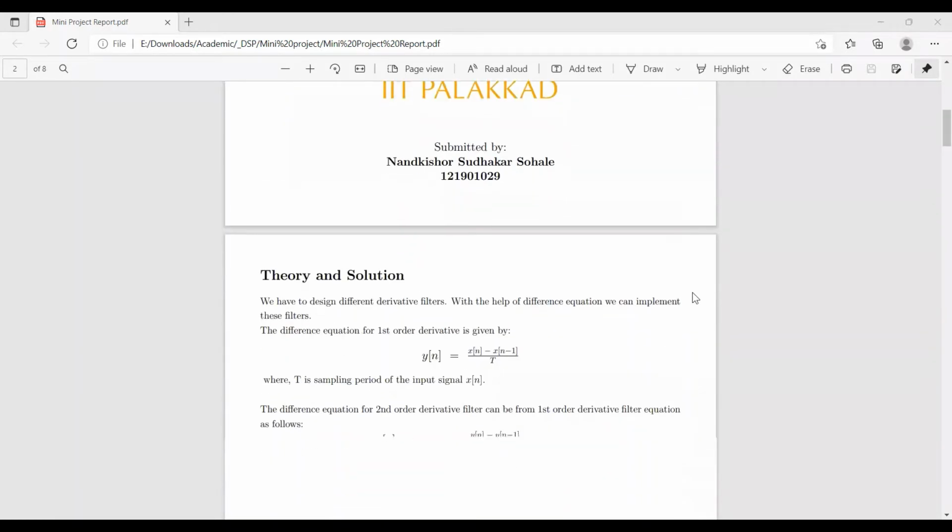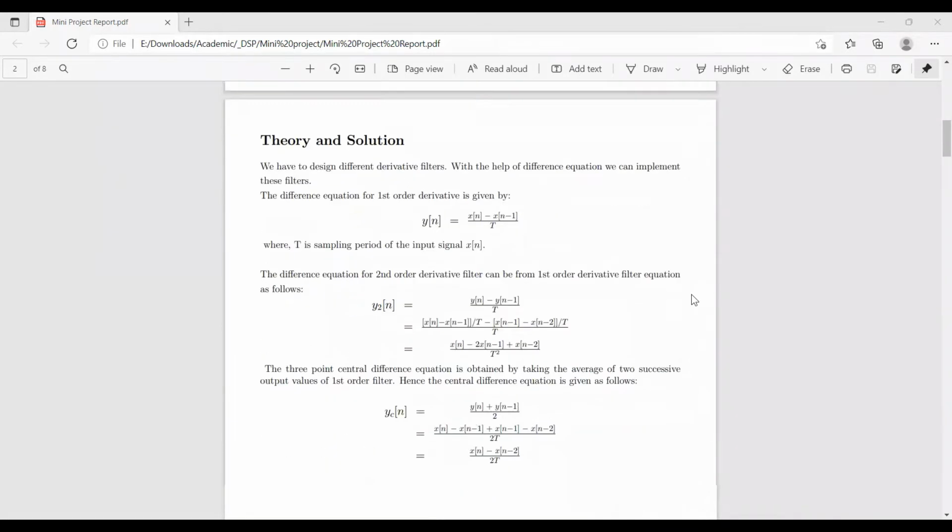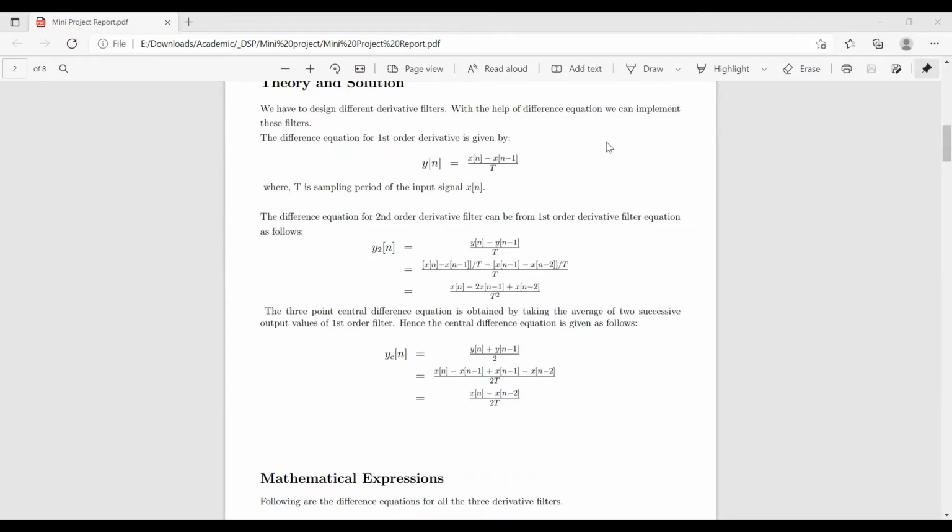In order to design these derivative filters, we can take help of difference equations of those derivative filters. We know that the difference equation for the first order derivative filter is given by y of n equals x of n minus x of n minus 1 by T, where x of n is the input signal and T is the sampling period of that input signal.